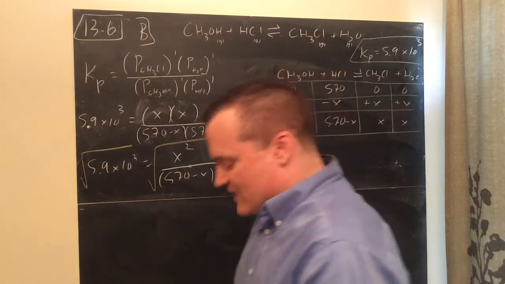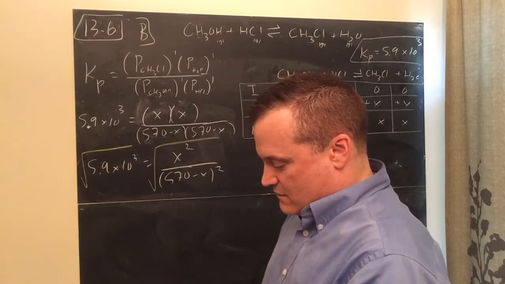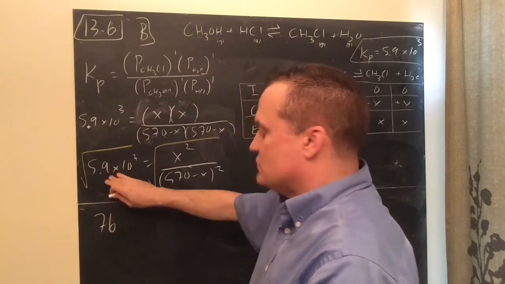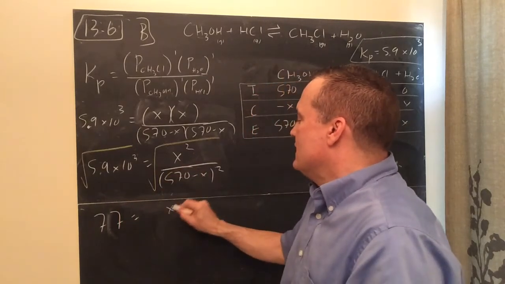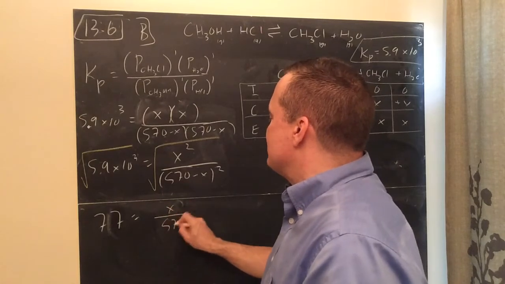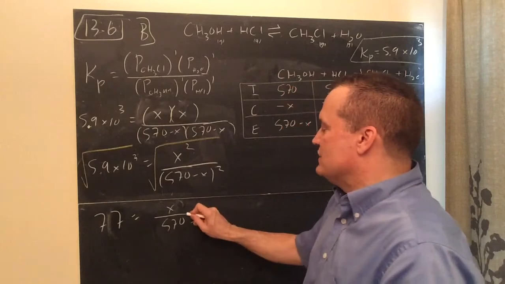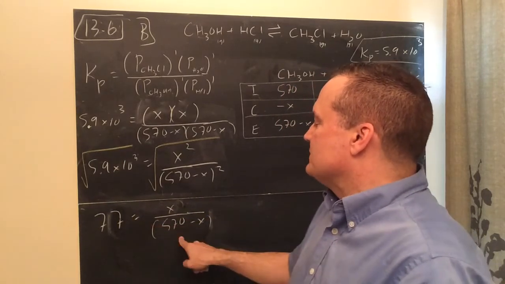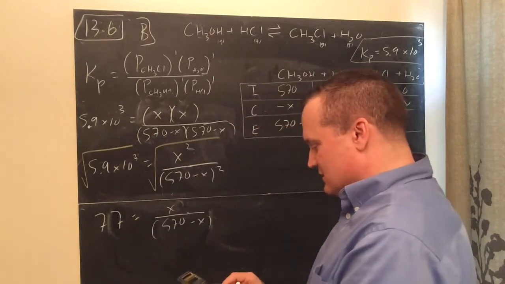So the square root of 5.9 times 10 to the third is 76.8. Or actually just 2 sig figs, 77. 77 is equal to x over 570 minus x. Okay, well actually I want to put parentheses. So you can see that now. So now you're going to cross multiply with that. So 77, I might run off the board here, so let me try and do it here.